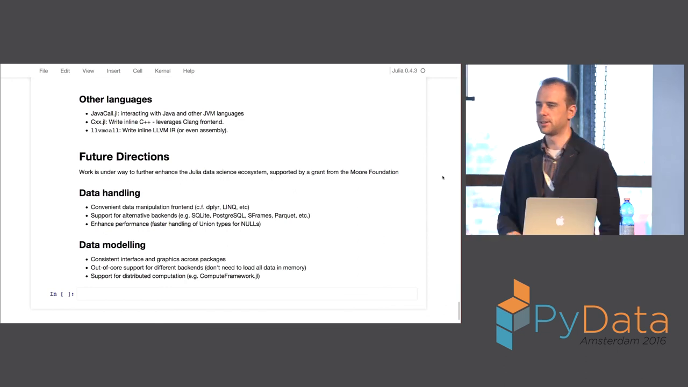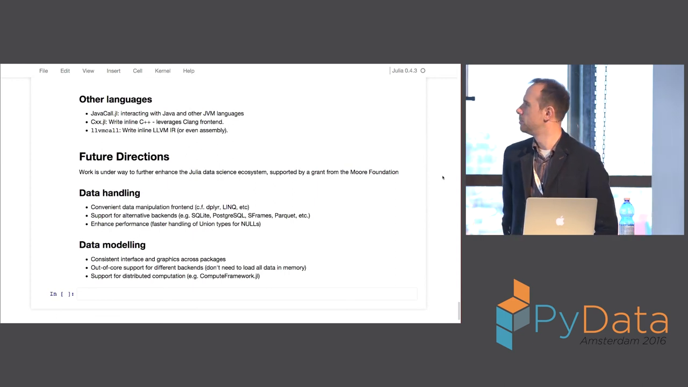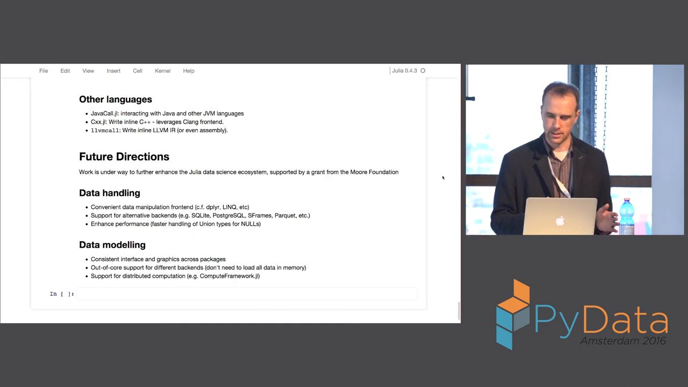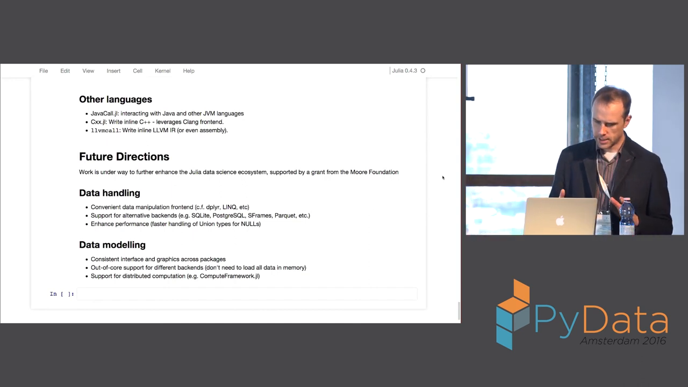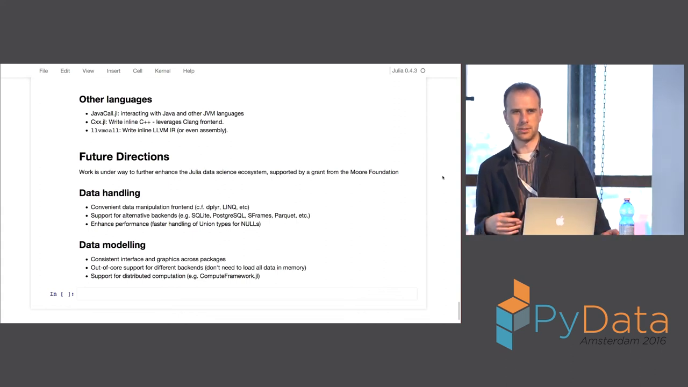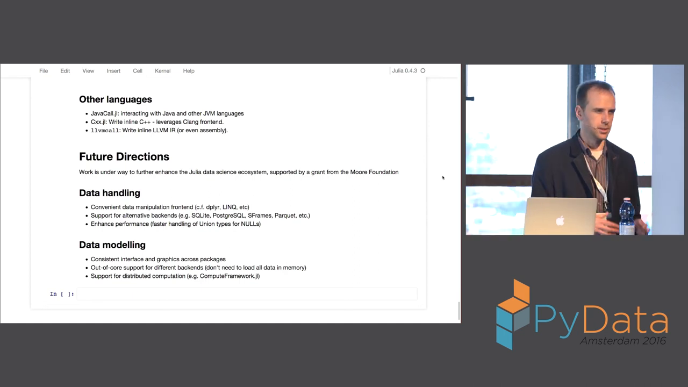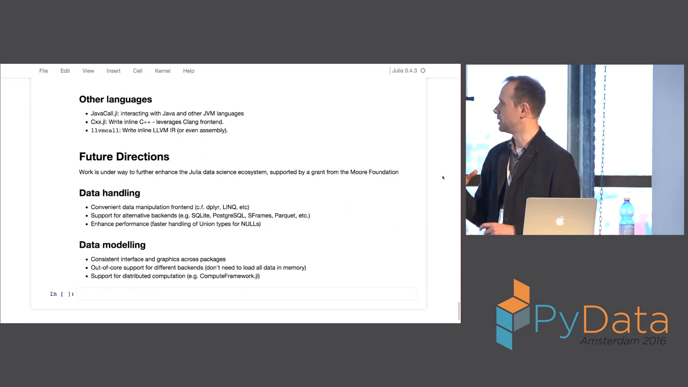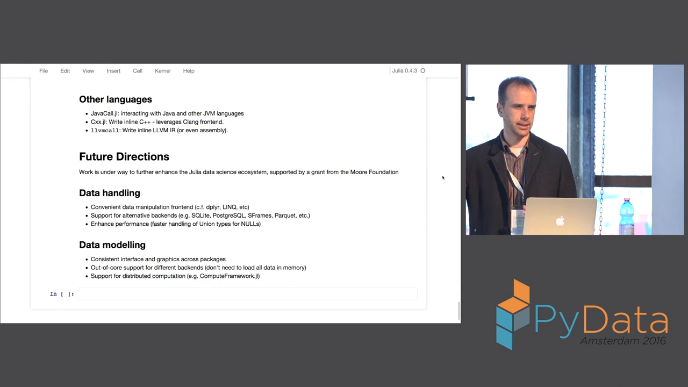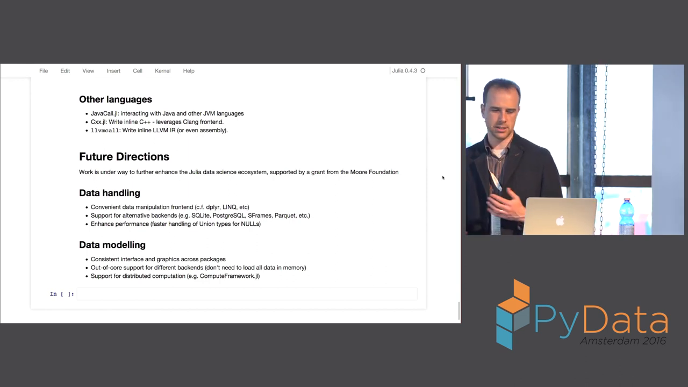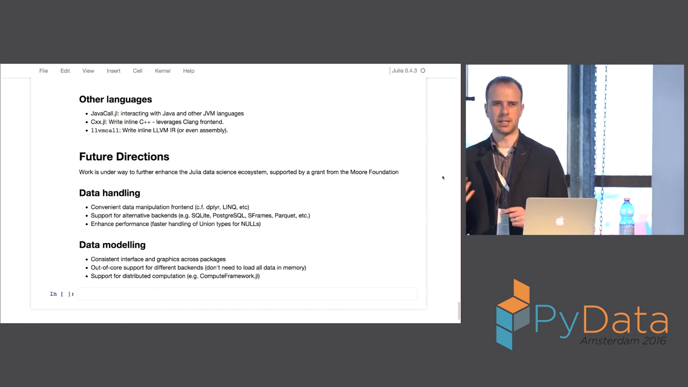Future directions. We recently got a large bit of money from the Moore Foundation to further expand this data processing, data science ecosystem in Julia. And we're still trying to work on these ideas. So things like making the syntax for data manipulation much more convenient. I mentioned that using macros you can embed domain-specific languages in Julia very easily, so that's one thing we're exploring, something similar to dplyr or even LINQ in the .NET languages. And then obviously we want to support more backends. There's SQLite and Postgres support, but also things like SFrames and Parquet.